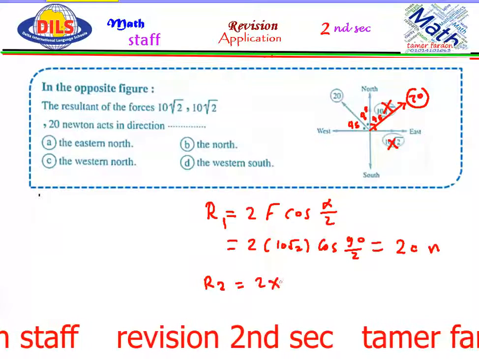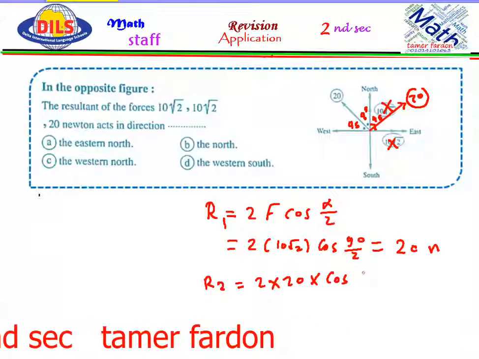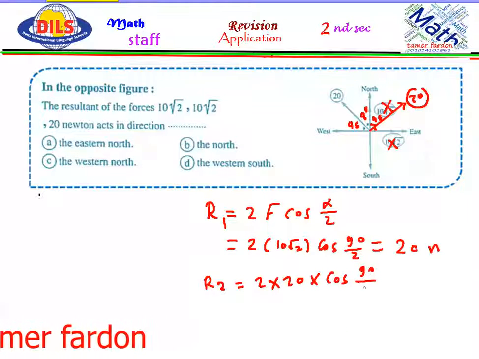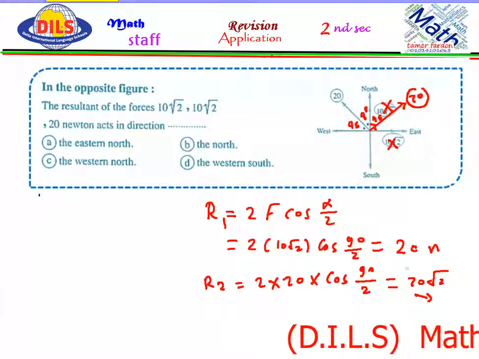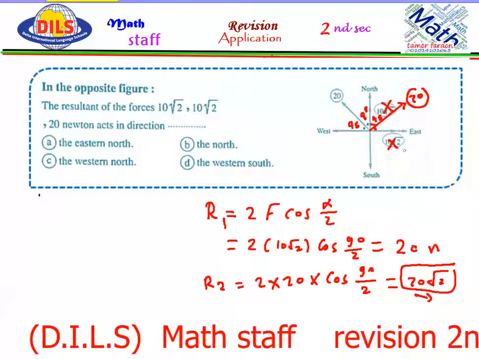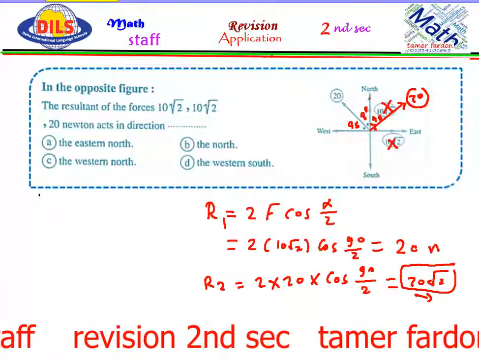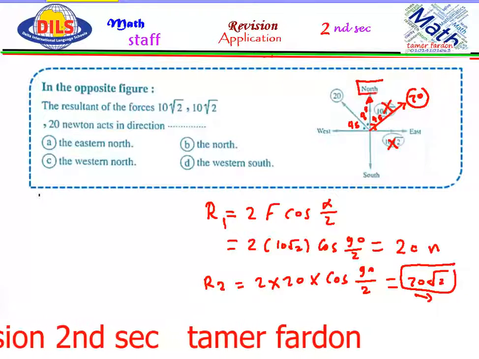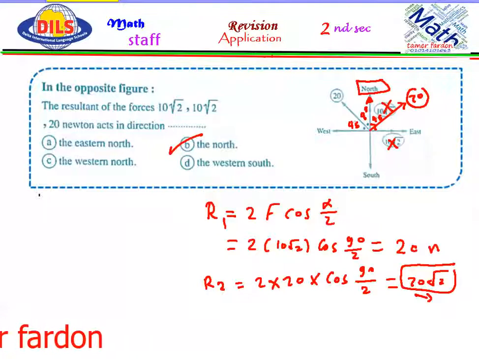2 times 20 times cosine 90 over 2. This equals 20 root 2 in the direction of the north because 20 root 2 bisects the angle between the two forces, so the resultant acts in the direction of the north. So the correct answer is the north.